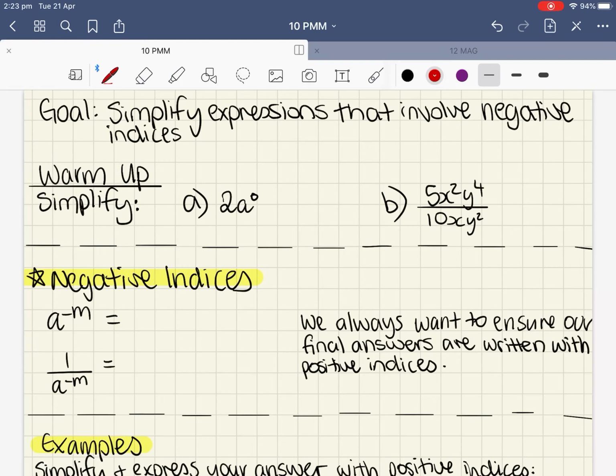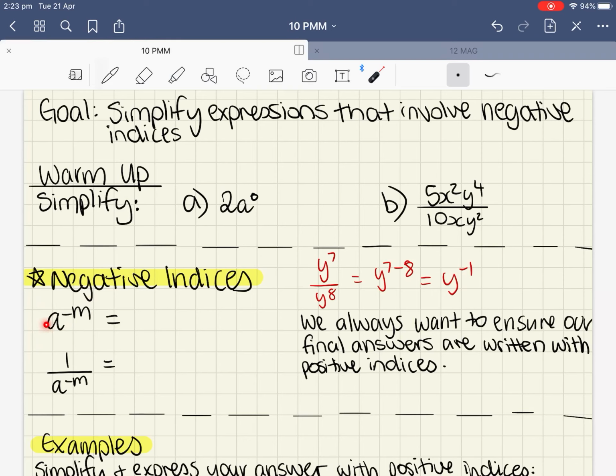Every now and then, think of a situation where we might have y to the power of 7 divided by y to the power of 8. Now, if you were to use your division rule, you would end up with y to the power of 7 minus 8, which gives you y to the negative 1. This is what we call a negative index, simply because the power is negative.